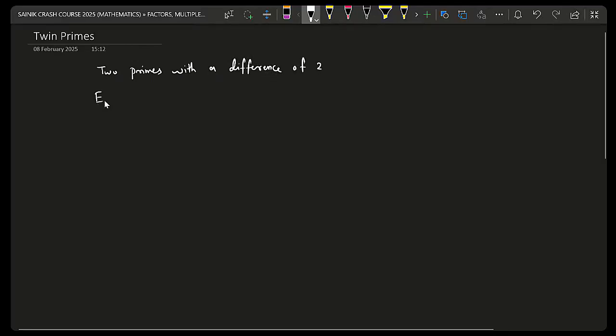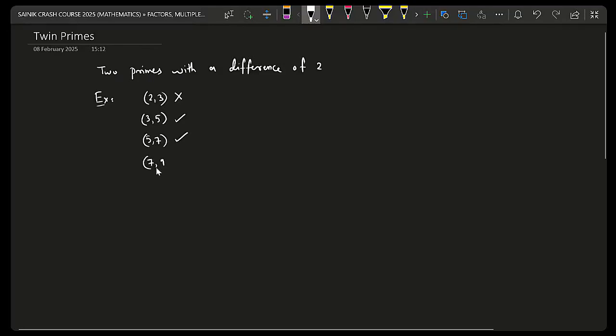So for example, you take 2, 3. Are they twin primes? Both of them are primes, but the difference is only 1. The condition is that the difference is 2. So this is not a pair of twin primes. Let's take 3, 5. Yes, 3, 5 is a pair of twin primes, because 3 and 5 are prime numbers and the difference is 2. 5 and 7? Yes, both are prime numbers and the difference is 2.